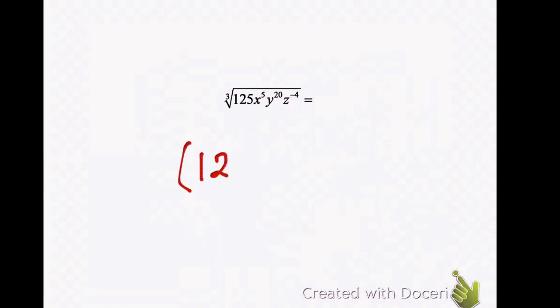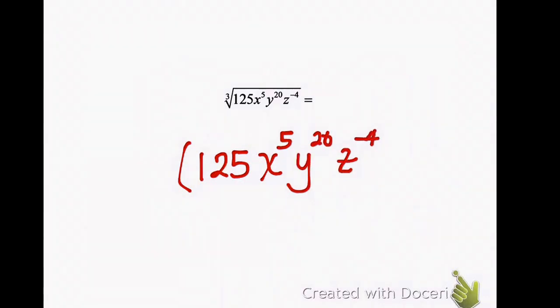So that would give me 125 x to the 5th power, y to the 20th power, and z to the negative 4th power, all raised to the 1/3 power because I changed cube root to 1/3. Now, you want to make sure that you distribute your exponent.